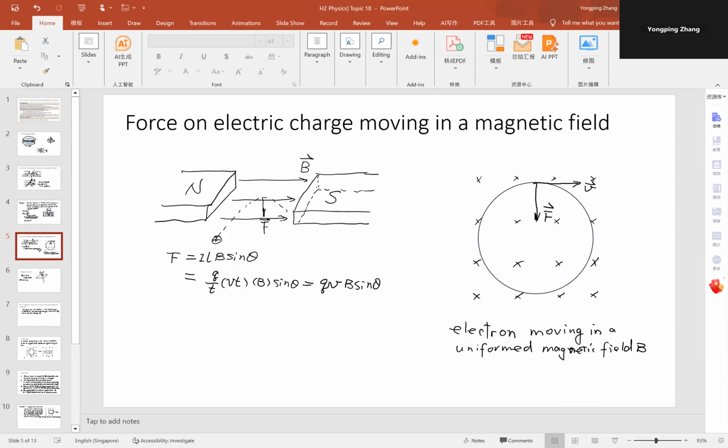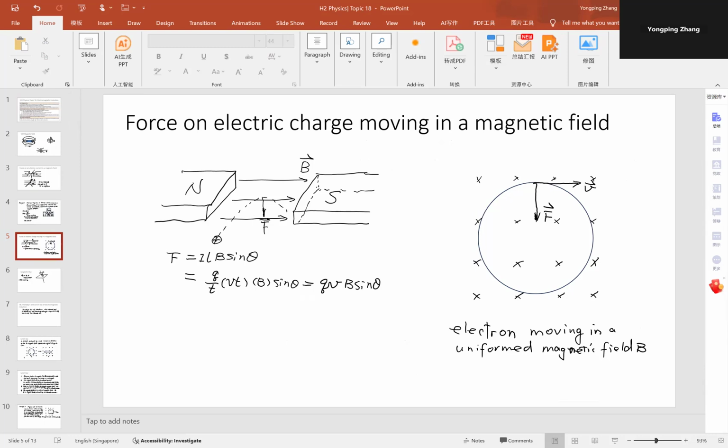For an electric charge moving in a magnetic field, for a positive charge, we first use the forefinger to point to the moving direction, then turn 90 degrees to the magnetic field direction. The thumb is the force direction. This force is a downward force.